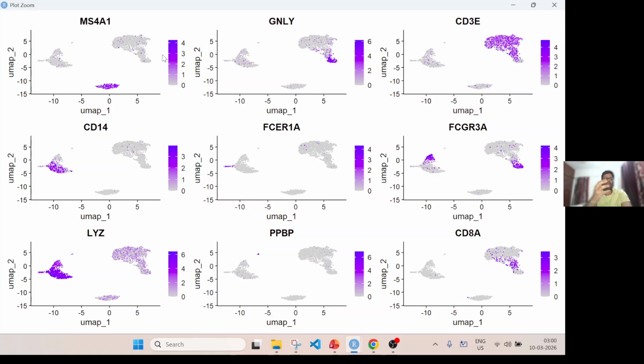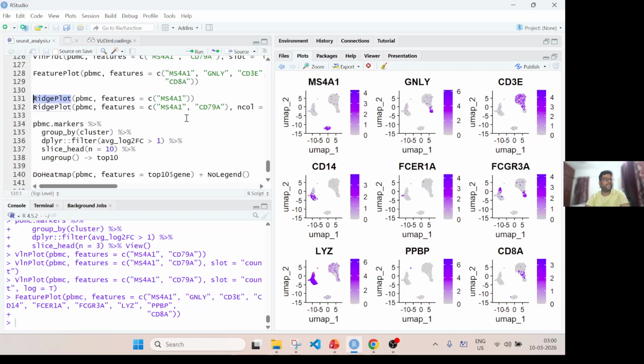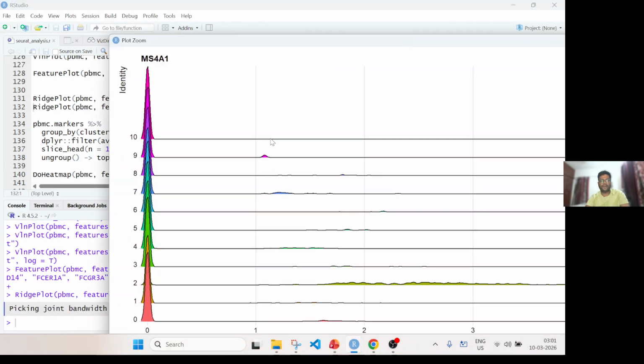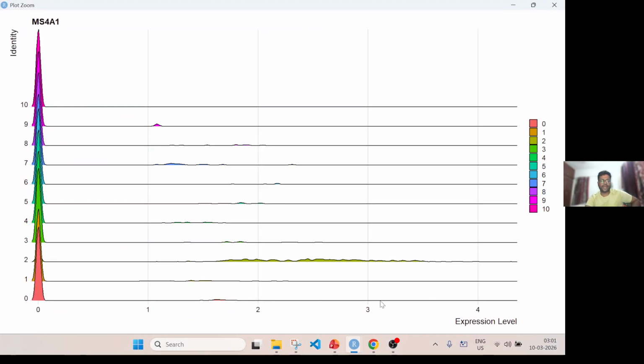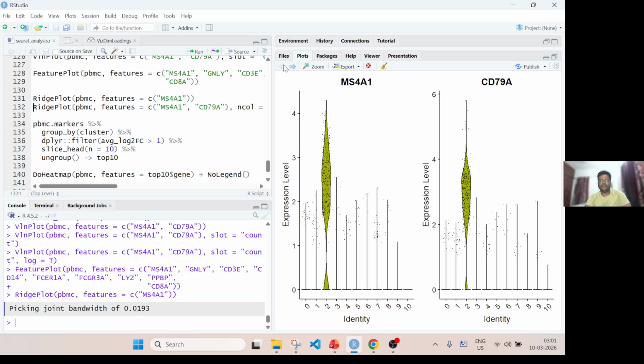Now you can also see how the expression moves around. Alternatively, you can do a ridge plot. The ridge plot will give you the same gene expression, like a density plot kind of thing. Here you see the expression level, and there is a peak over here, and you can clearly see that in the second cluster the gene MS4A1 has a higher expression value. There is nothing fancy about it. If you take this Violin plot and cut it in half, you will get the ridge plot.